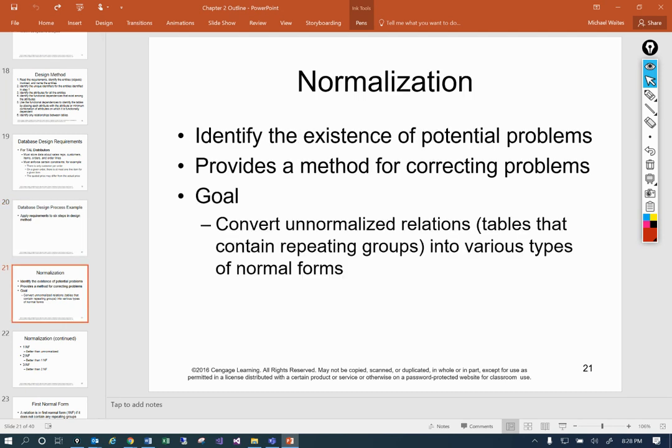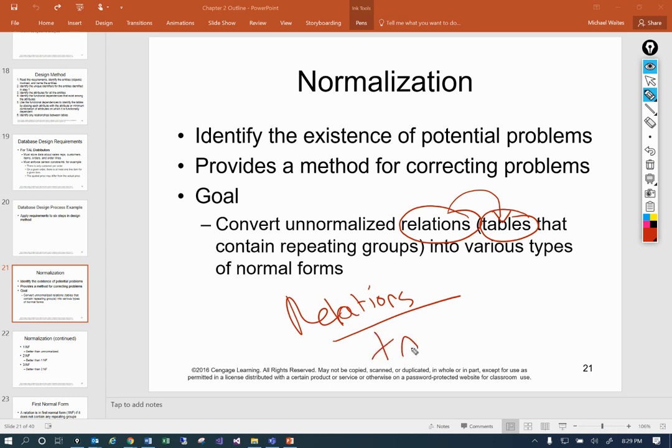Now let's talk about normalization. In normalization, we identify the existence of potential problems. And when we do that, we then make use of normalization to fix those problems. So the goal is to convert an unnormalized relations table. By the way, I'm glad that they threw this in here. Relations is another word for tables. So always remember that. If you see the word relations, it's a fancy way of saying tables.